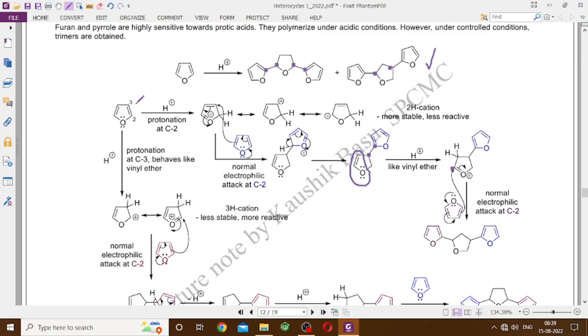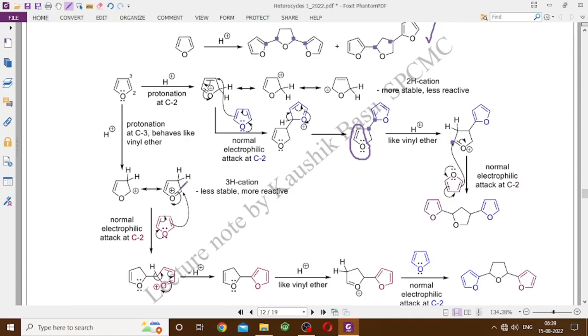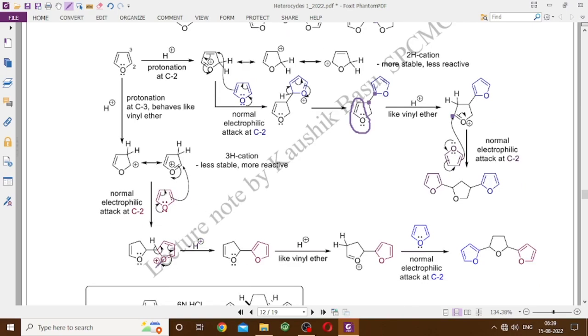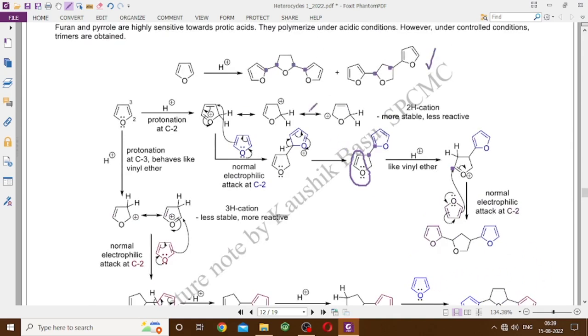On the other hand, if you take furan and allow protonation at the C3, which leads to the 3H cation, that is definitely less stable, but it is more reactive. The magenta colored furan is now attacking this electrophile through its alpha position. Corresponding aromatization will again lead to formation of a vinyl ether derivative that will be protonated under this reaction medium. The generated electrophile will be captured by the blue furan to give you the trimer that was described here.